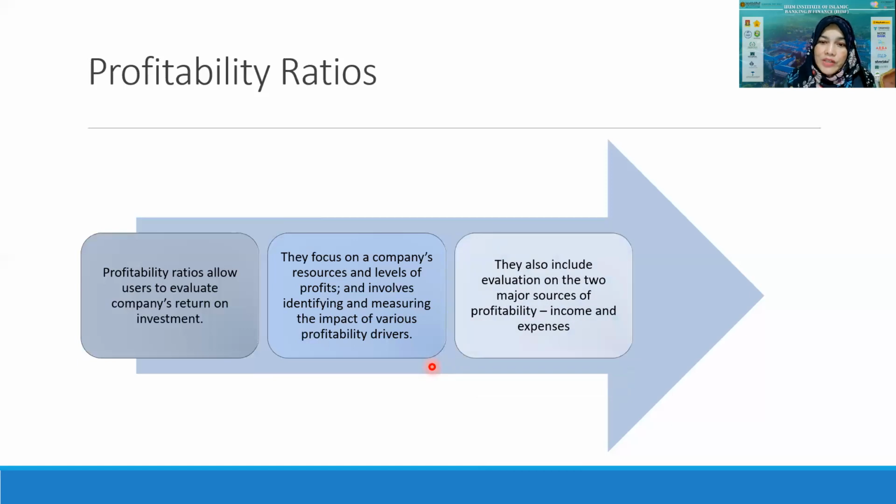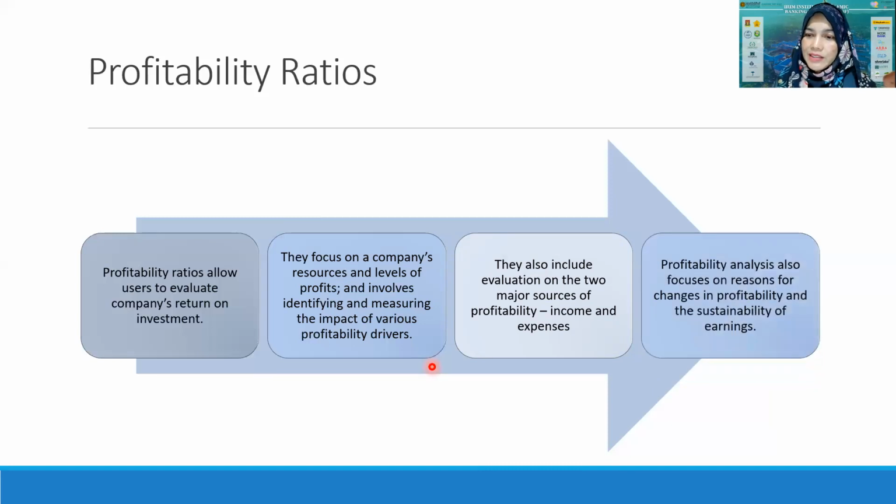Okay, and then they also include evaluation of two major sources of profitability, which are income and expenditure. Of course, the sale is income, and the cost of goods sold is expenditure. And then there are other types of expenditure that you already learned a few weeks ago, for example sales and administrative expenditure, sales and promotion, and another category, which is general expenditure. We also have finance costs. All those costs determine the profit that the company earns at the end of the tenure. So that's why it is important to be able to measure the profitability ratios.